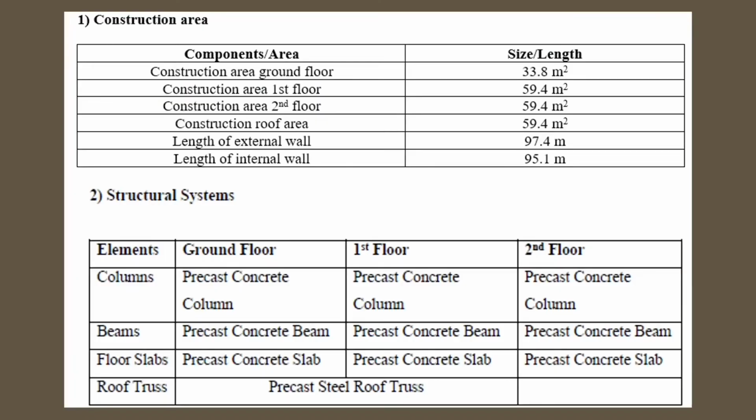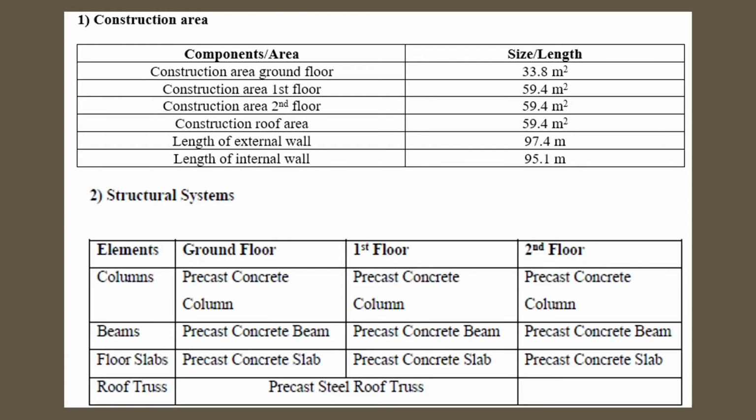Next is the IBS scoring for this townhouse. The first is the construction area. The construction area for the ground floor is 33.8 meters square. The construction area for the first floor is 59.4 meters square. The construction area for the second floor is 59.4 meters square. The construction roof area is 59.4 meters square as well. The length of external wall is 97.4 meters. The length of internal wall is 95.1 meters.